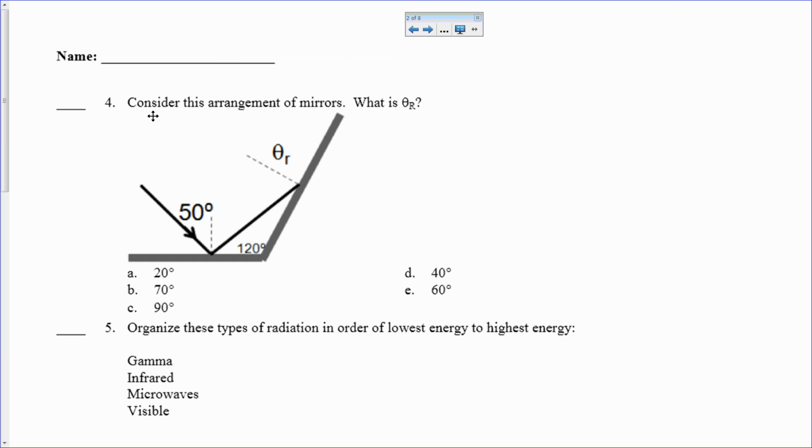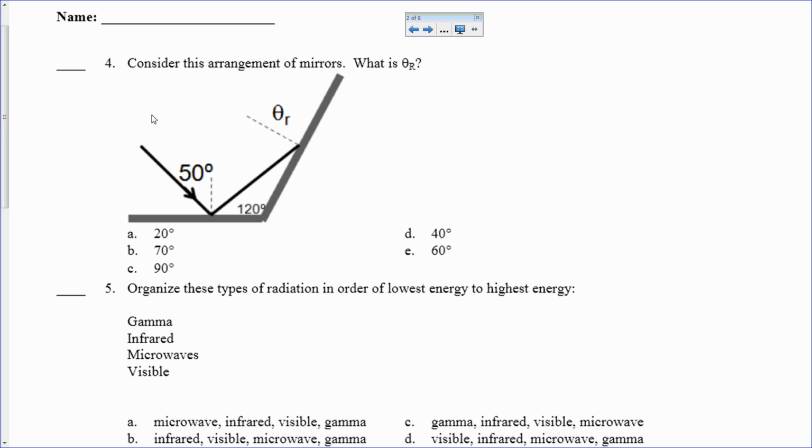Number 3. Consider this arrangement of mirrors. What is theta R? Oh, if this angle is 50 degrees, this angle is also 50 degrees, and that makes this angle 40 degrees, 90 minus 50. 120 plus 40 is 160, so that means that this angle has to be 20 degrees, so this angle is 70. So this angle theta R is also 70 degrees, so that's B.